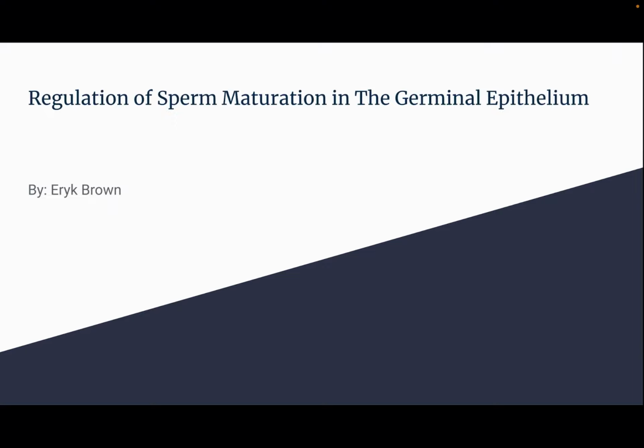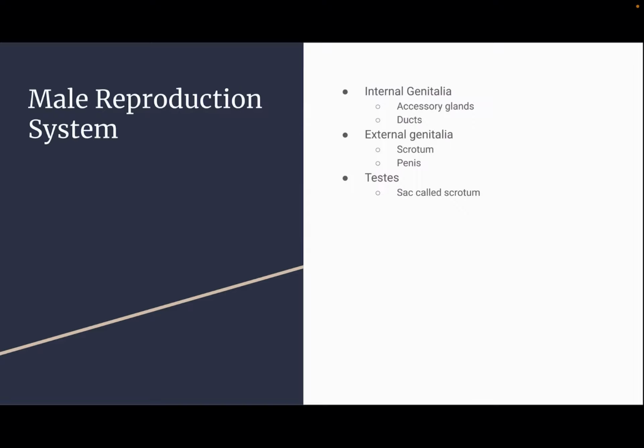Today we will be talking about the male reproductive system, with regulation of sperm production and the germinal epithelium. Again, this is by Eric Brown, which is myself. So first, I'm just going to talk about the male reproductive system. It consists of the testes, the internal genitalia, and the external genitalia. The internal genitalia include the accessory glands as well as the ducts. The external includes the scrotum and the penis, and the testes are housed in the sacs, also known as the scrotum.